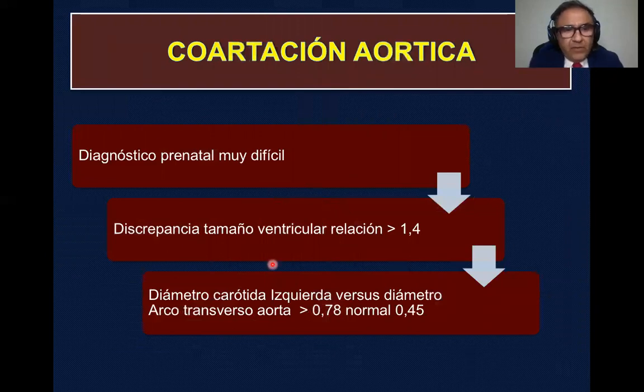Aortic coarctation is a very difficult prenatal diagnosis. We have already seen that there is a discrepancy in ventricular size, with right-side dominance compared to the left, greater than 1.4. There is also another parameter to consider: the diameter of the left carotid artery compared with the diameter of the transverse aortic arch. Normally, it should be greater than 0.78. When this ratio is decreased, it indicates a suspicion of aortic coarctation.